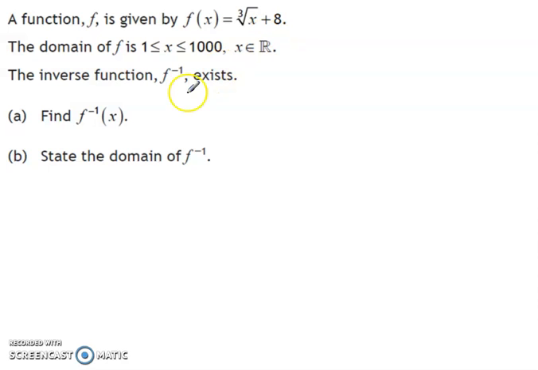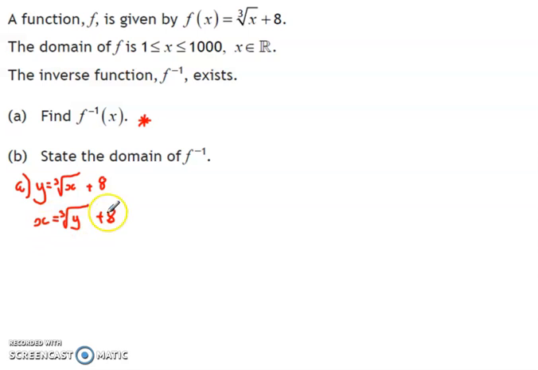Now what we want to do to begin with in this question is find the inverse function, and then state the domain of that inverse function. Firstly, we have to figure out how to get the inverse. There's a couple of different ways that we can do this. My preferred method is to take the original function and rewrite it as y equals. So I rewrite it as y equals x cubed plus 8. Then swap the x and the y. So I'd quite simply write that x is equal to the cube root of y plus 8.